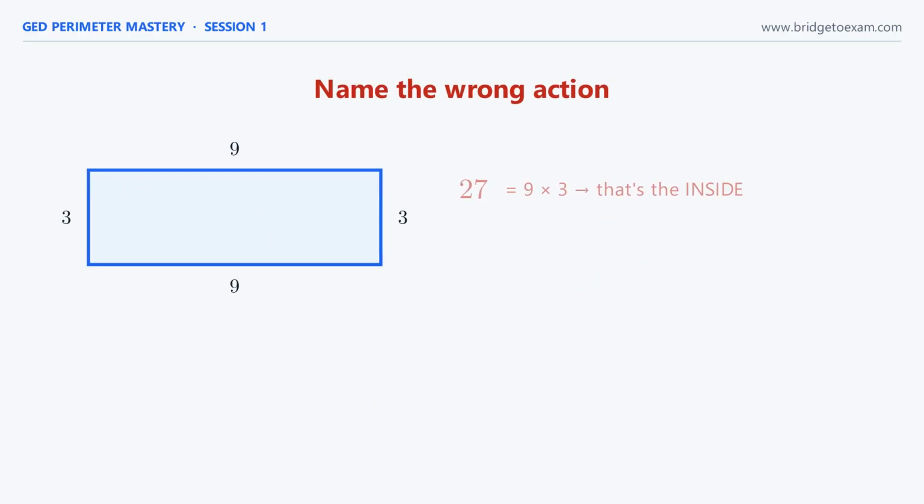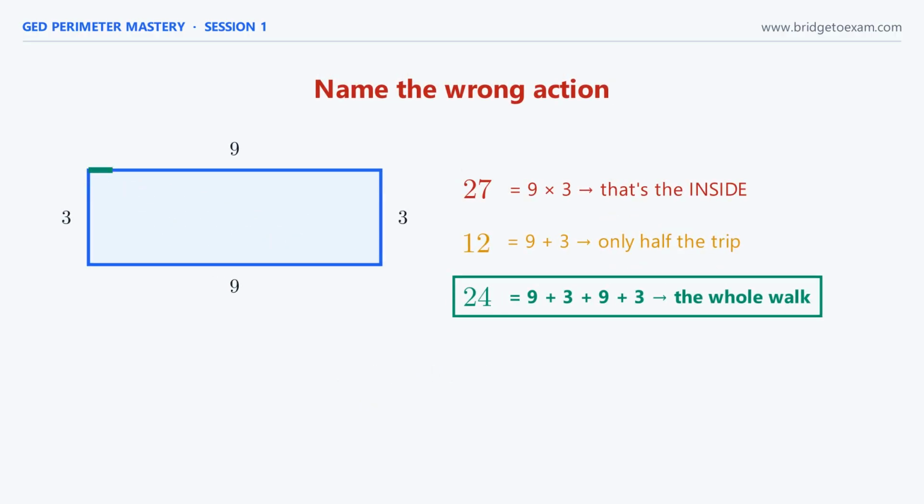Let's put that to work on the classic trap. A rectangle is 9 by 3. One student answers 27. Where did that come from? 9 times 3. That's multiplying, which measures the interior. Another answers 12. 1 length plus 1 width, only half the trip. The complete boundary is 9 plus 3 plus 9 plus 3, which is 24. Connect every wrong answer to the exact wrong action.